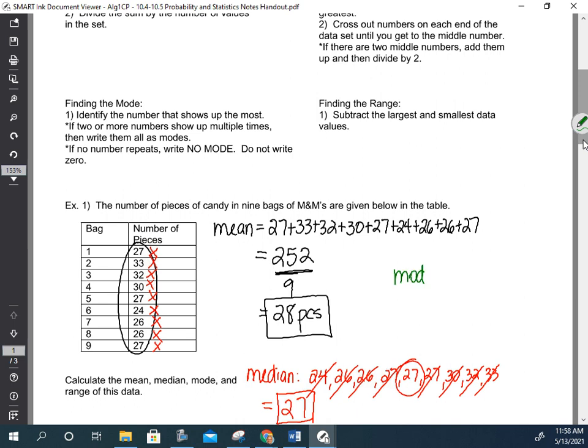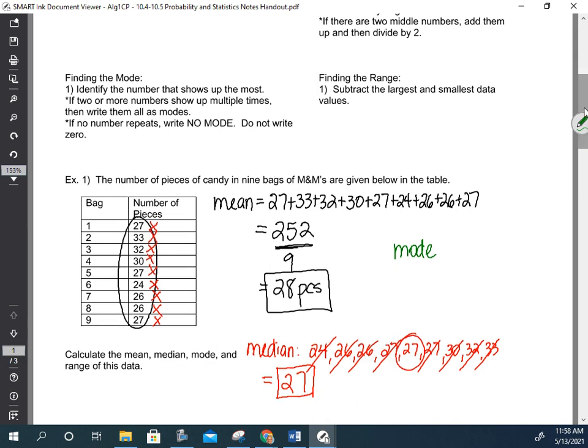All right. Mode. Step 1, identify the number that shows up the most. If 2 or more numbers show up multiple times, then write them all as modes. So that's what you do if there is a tie. If there are 3 numbers that show up 4 times each, that's a tie. They all go as modes.